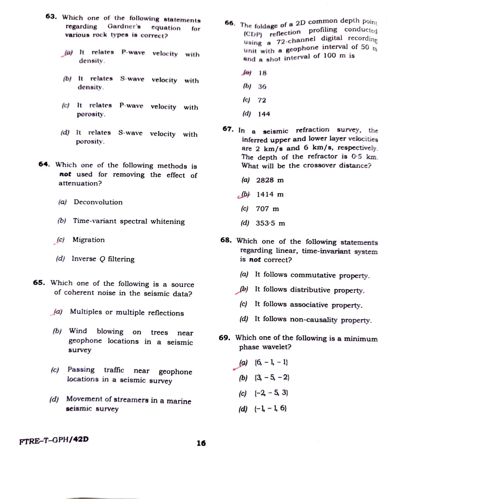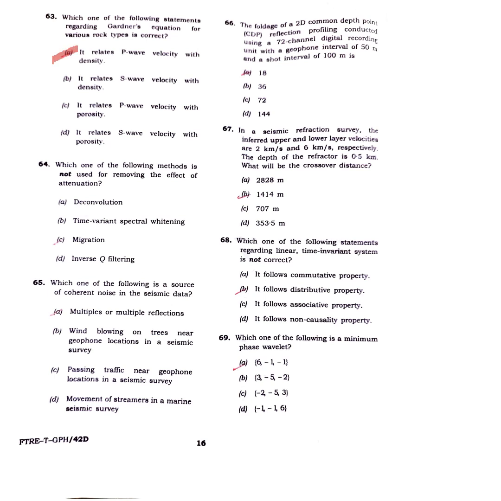Which one of the following statements regarding the Gardner equation of various rock types is correct? So option A is correct. It relates P wave velocity with density.